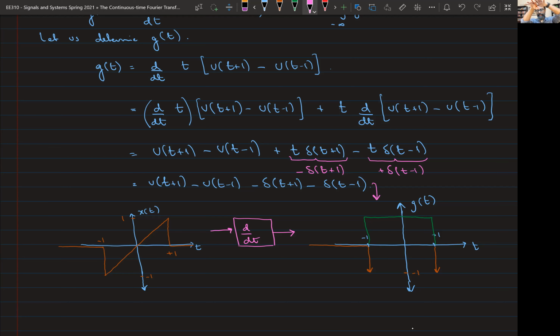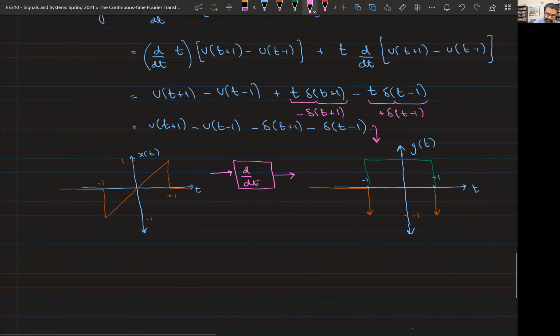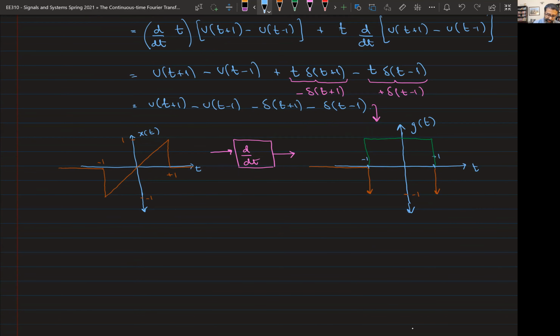So this is equal to plus one between minus one and plus one. And then there are two negative impulses, one residing at minus one, and another one residing at plus one. Now, if this is g of t, let me write down what g of t is once again. g of t is equal to u of t plus one minus u of t minus one, so this is a square pulse between minus one and plus one, and then there are some delta functions: delta of t plus one and minus delta of t minus one. What would be the Fourier transform for this?